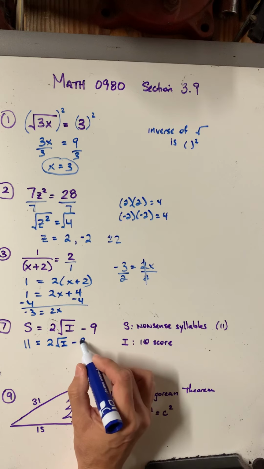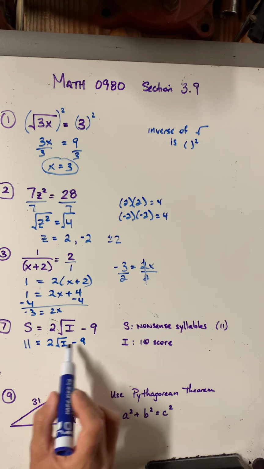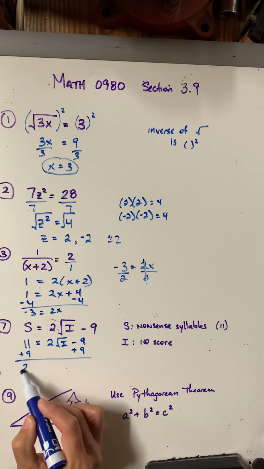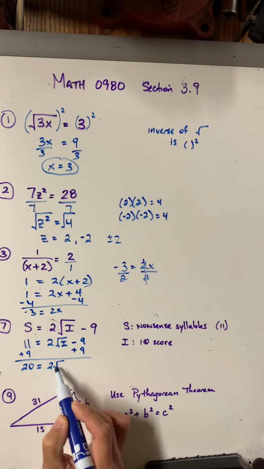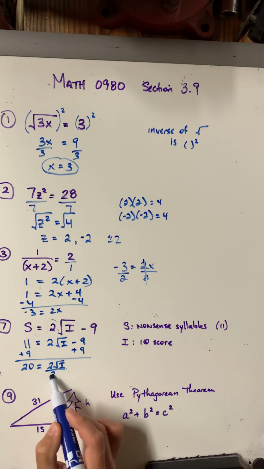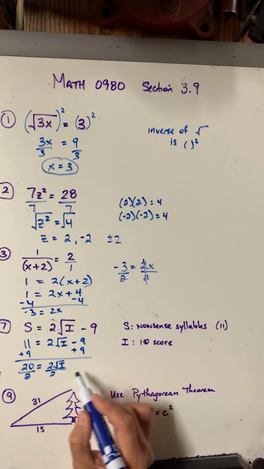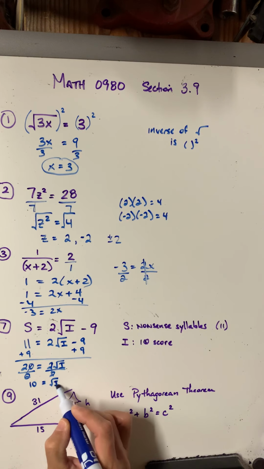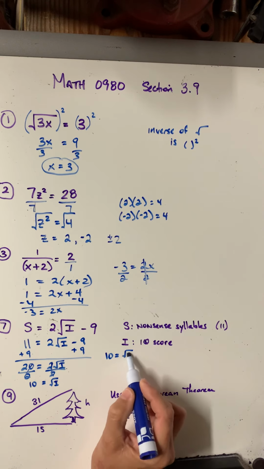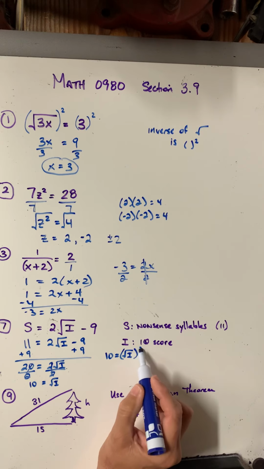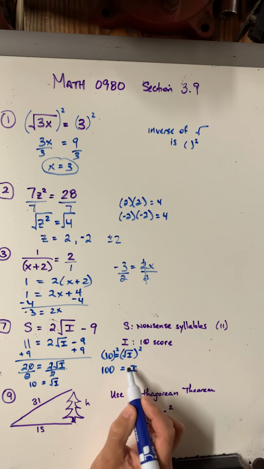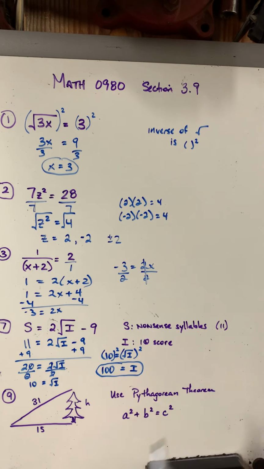11 equals 2 square root of I minus 9. I'm going to pick off these outside pieces first, so I'm going to add 9. I get 20 equals 2 square root of I. Divide by 2, and this becomes 10, and that cancels the 2 in front of the square root of I. So I'm going to write 10 equals square root of I. How do I get rid of a square root? I square it. So I square that side, and I get 100 equals I. So the IQ would be 100 when there are 11 nonsense syllables.